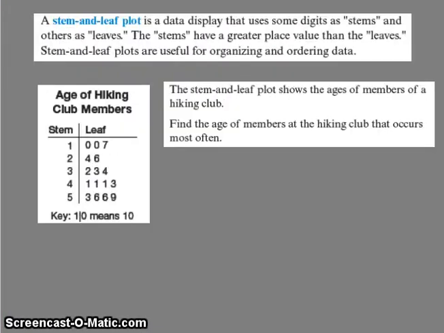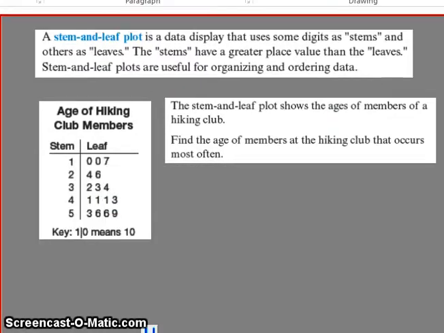This next example, again, needs to be in your notebook. Next type we're going to talk about is stem and leaf plots. This is a data display that uses some digits, always the first digits, as stems, and then the rest of the digits as leaves. The stems have a greater place value than the leaves, and they're useful for organizing and ordering data. So they're the best for putting data in order. This particular stem and leaf plot shows the ages of members of a hiking club. Find the age of members of the hiking club that occurs most often.